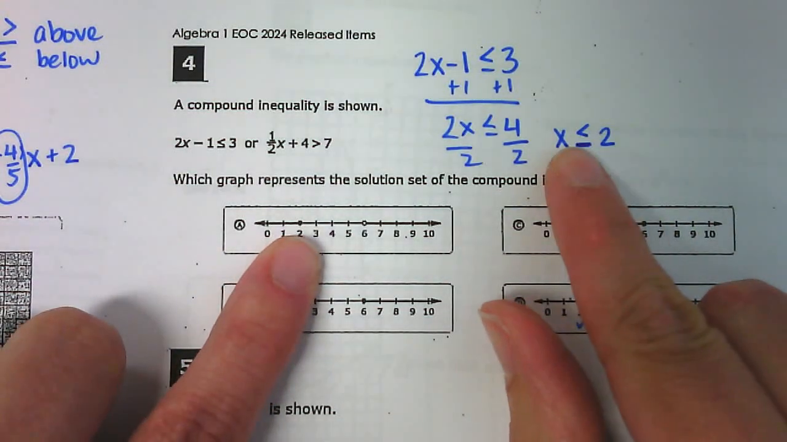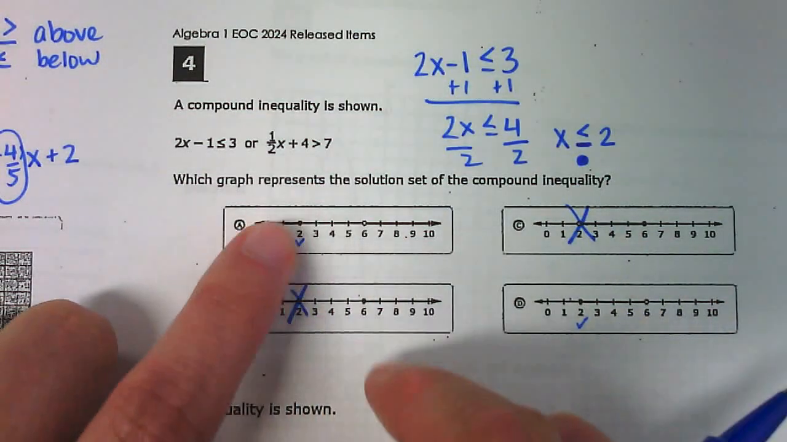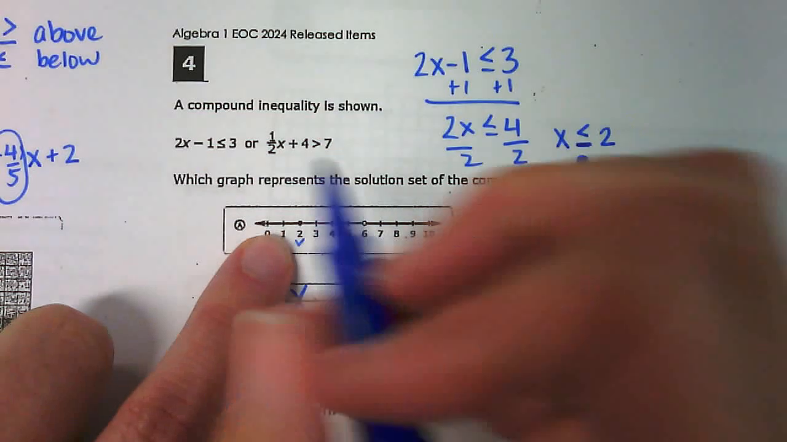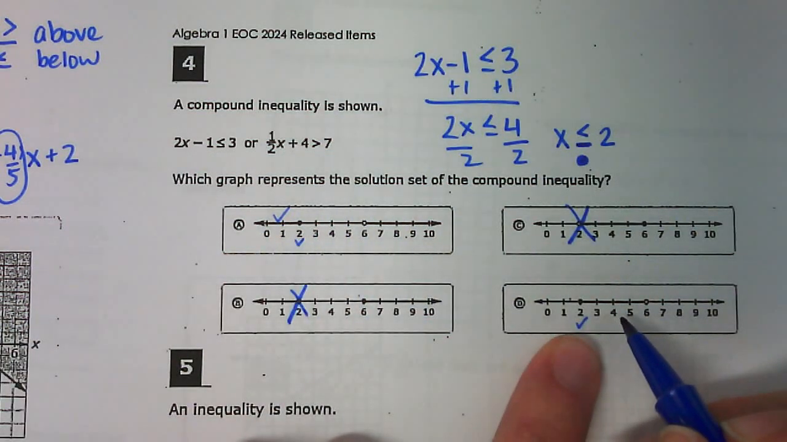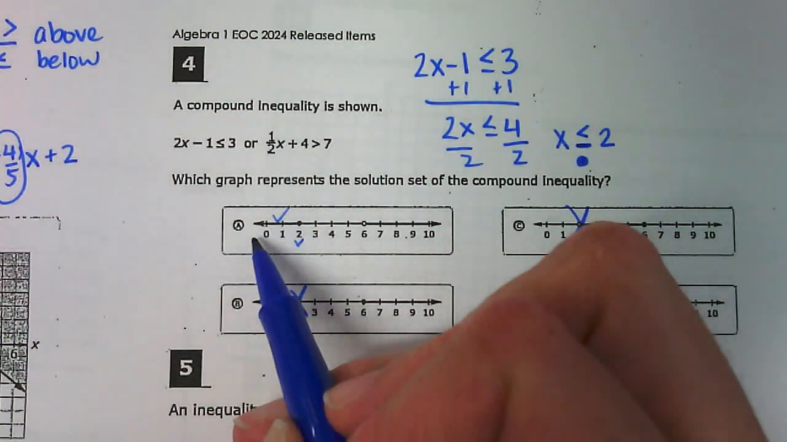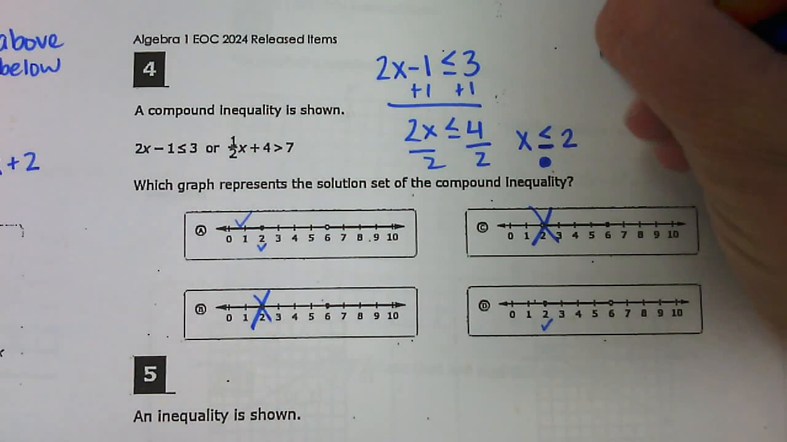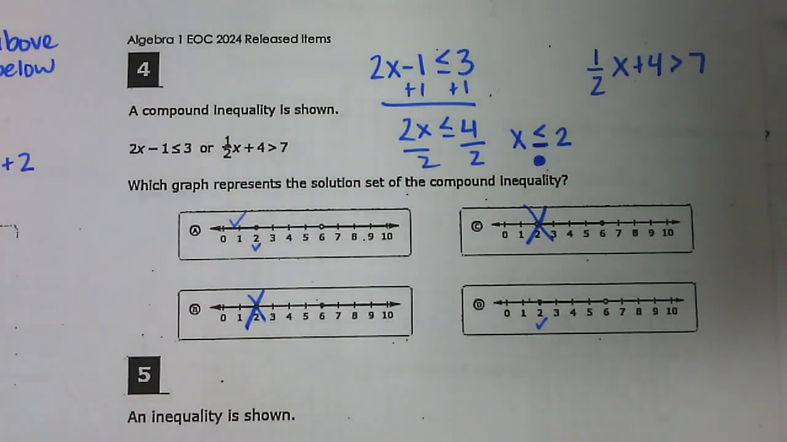Okay, it says less than. Less than means I'm going to shade the numbers that are less than 2. So I should be shaded on the left. A is shaded in the correct spot. D is not shaded in the correct spot. I'm going to go ahead and just double check because right now I think my answer is A, but I'm going to go ahead and solve for my other part of the inequality just to make sure.